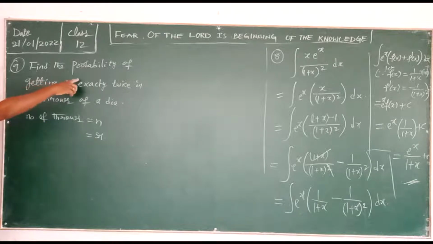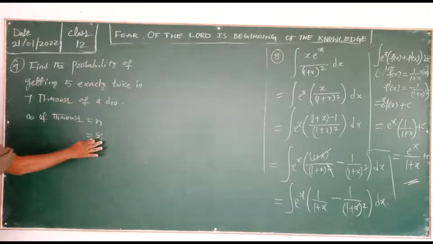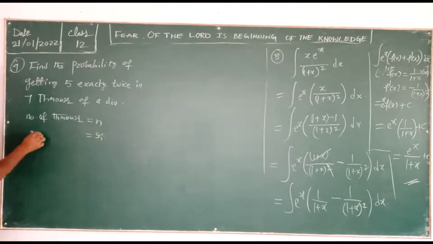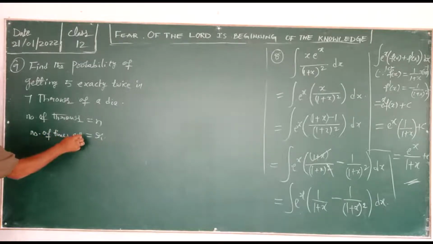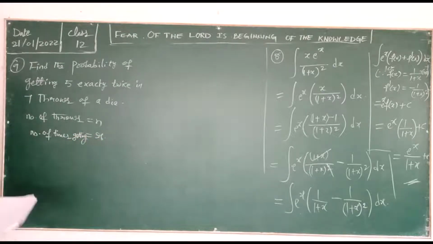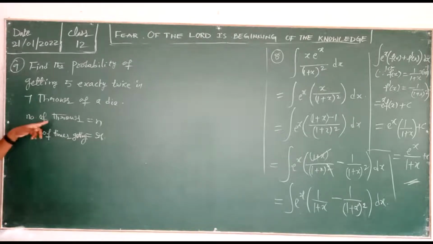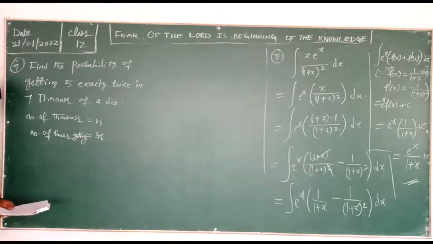Here it says, find the probability of getting 5 exactly twice. So the number of times of getting it is nothing but r. You just need to remember all this: the number of throws is n, the number of times of getting it is r. Then you have the general formula, which is this.